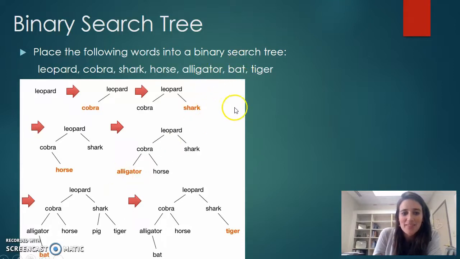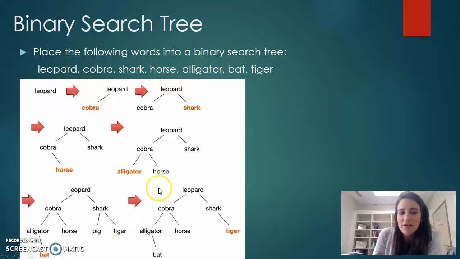Bat. Bat comes before leopard, before cobra, but after alligator. So down the tree, I'll go to the left of leopard, to the left of cobra, and to the right of alligator, and place the word bat there. And finally, tiger. Tiger comes after leopard and after shark alphabetically, so it goes down the right side of the tree, to the right of leopard and to the right of shark.